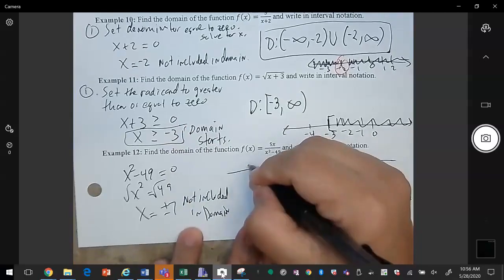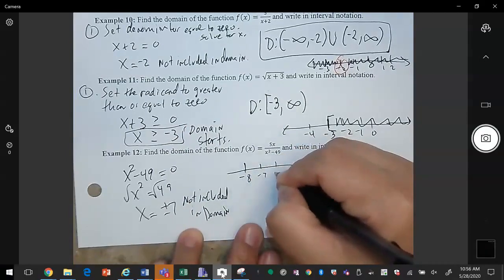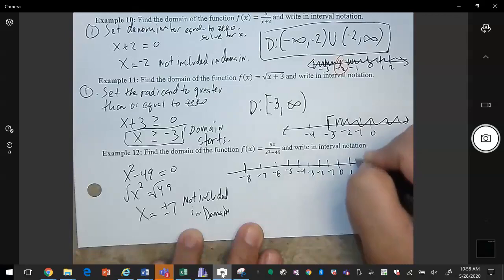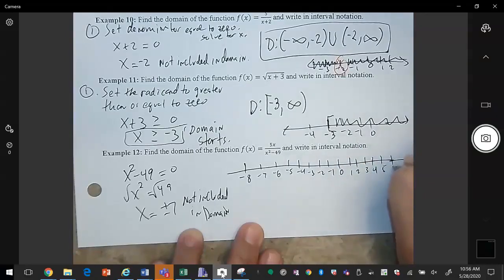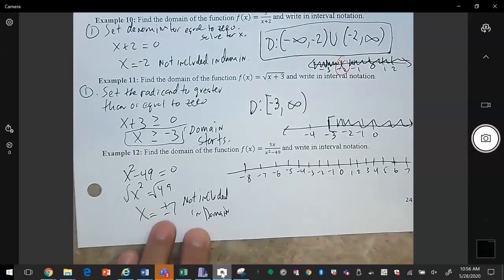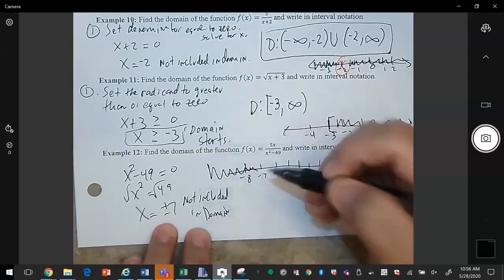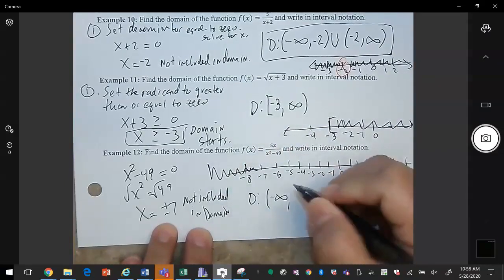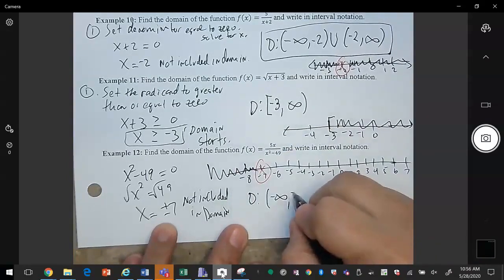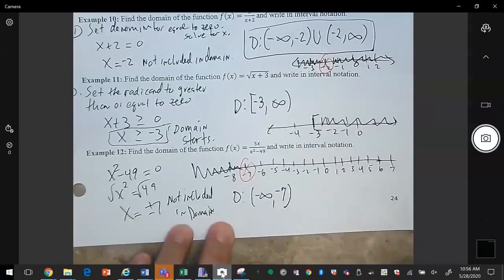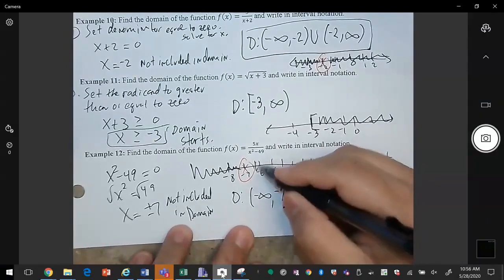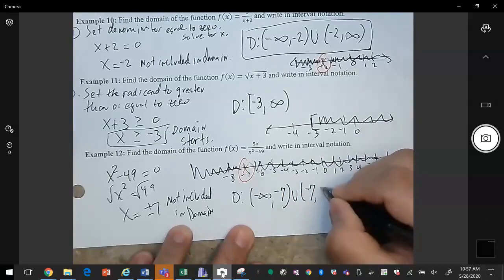So here I have this number line. So we're saying that we can use everything except for 7 and -7. So we can use all of these values. So my domain would be negative infinity. But when we get to -7, we cannot use it. So I'm going to have -7 here with a parentheses, union. Then I'm going to start at -7 again. And I'm going to use all of these numbers up to the number 7.